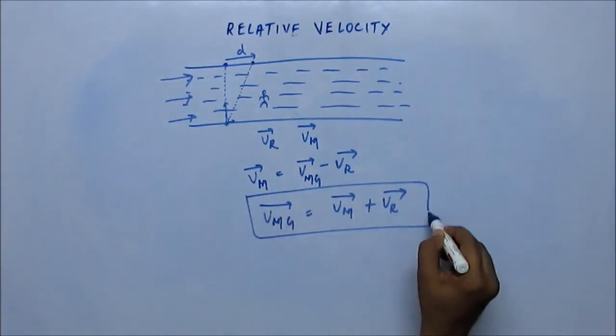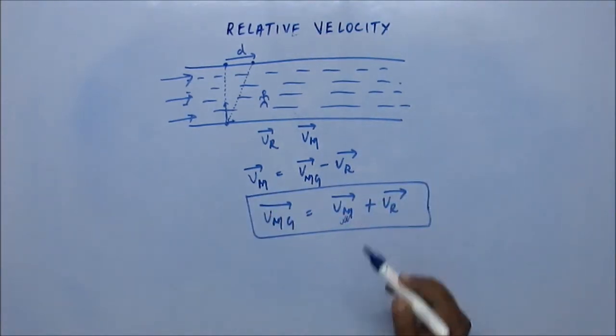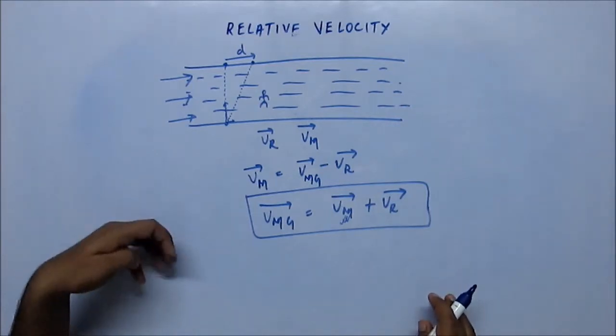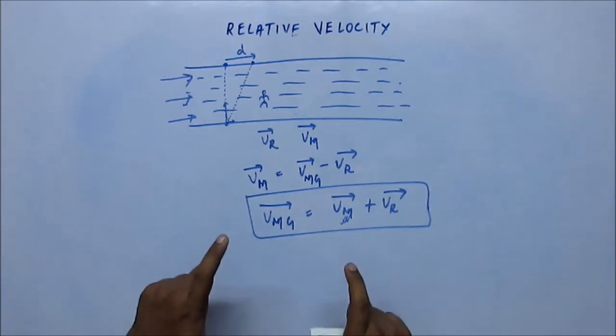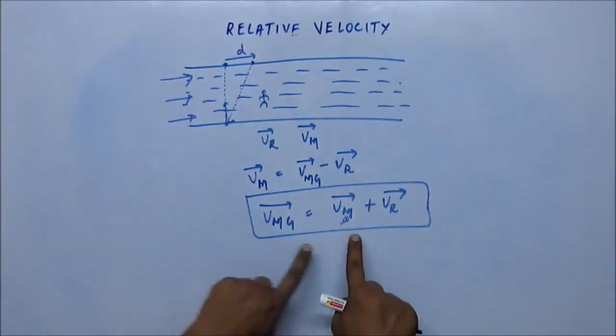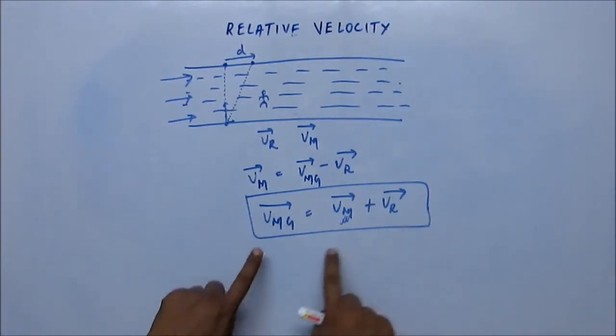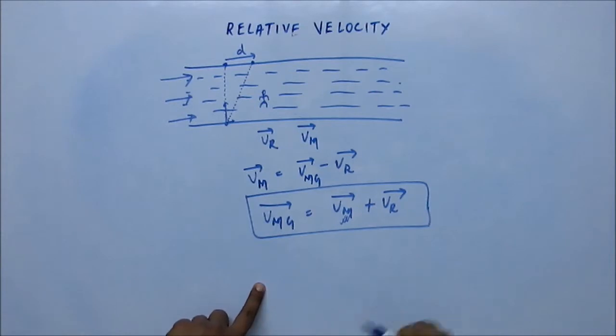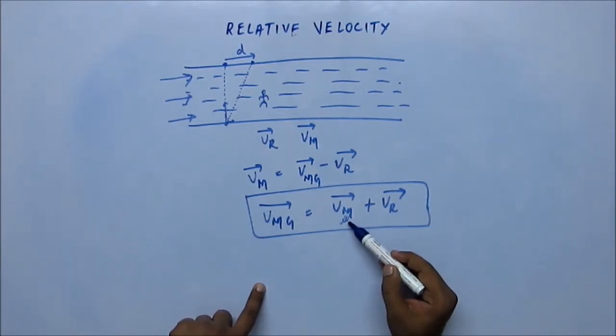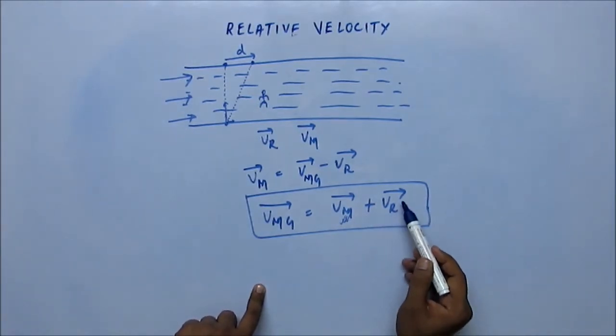So this is the velocity which the swimmer generates due to the mechanical motion of his body. Velocity of man with respect to river, that is the velocity the swimmer generates, and this is the velocity of river. So velocity of man with respect to ground, somebody looking from the ground, for him the swimmer is moving with velocity Vm vector plus Vr vector.